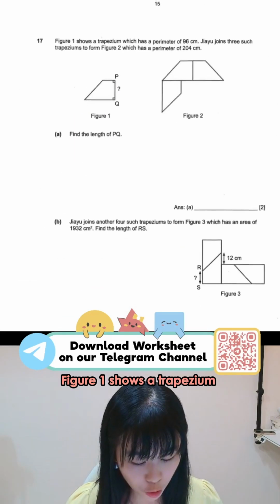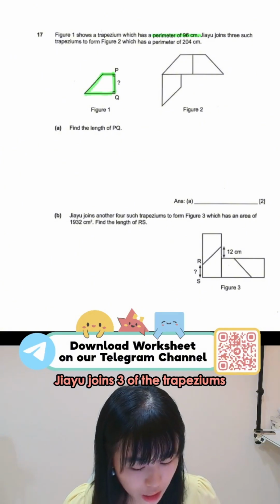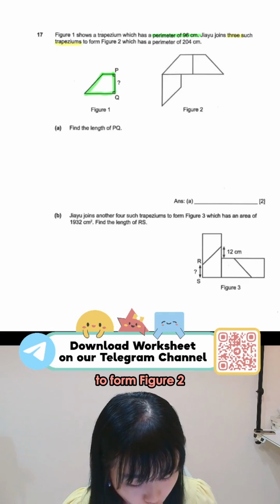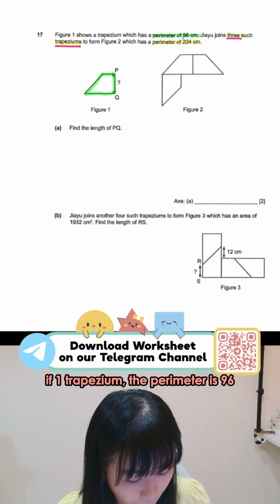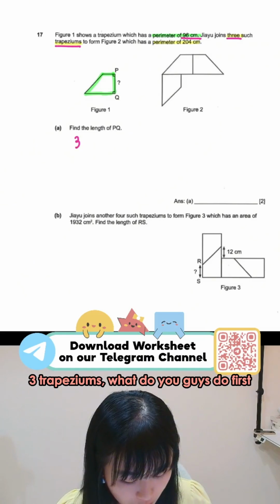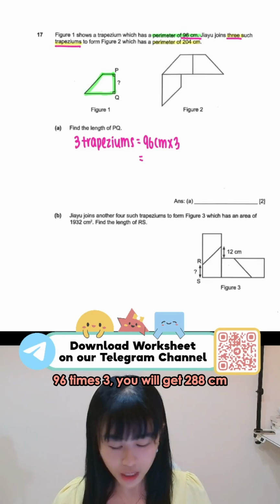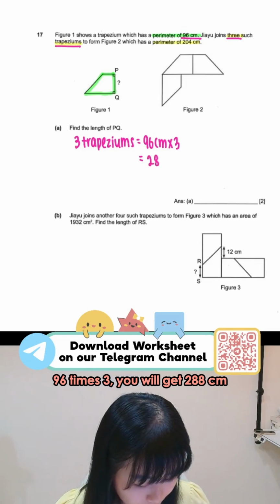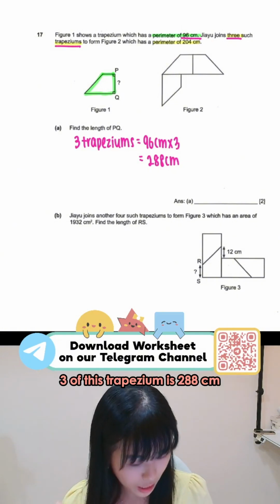Figure 1 shows a trapezium that has a perimeter of 96. Jia Yu joins 3 of the trapezium to form figure 2, which has a perimeter of 204. If 1 trapezium has a perimeter of 96, for 3 trapezium, what do you guys do first? 96 times 3, you will get 288 cm. So by right, 3 of this trapezium is 288 cm.